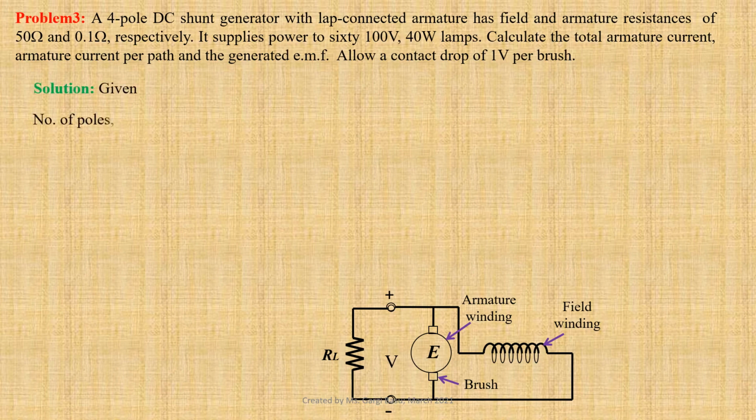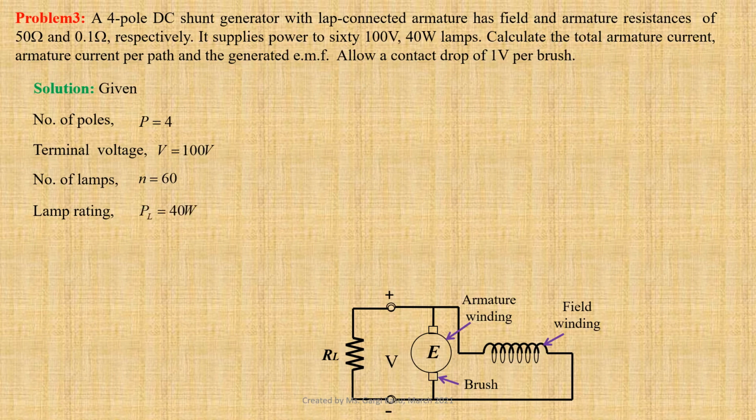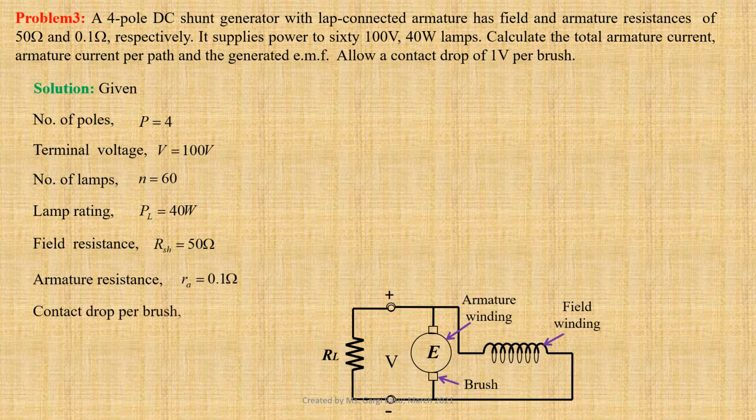Number of poles P equals to 4. Terminal voltage V equals to 100 volts. Number of lamps N equals to 60. Lamp rating PL equals to 40 watt. Given field resistance RSH equals to 50 ohm. Armature resistance RA equals to 0.1 ohm. Contact drop per brush VB equals to 1 volt.